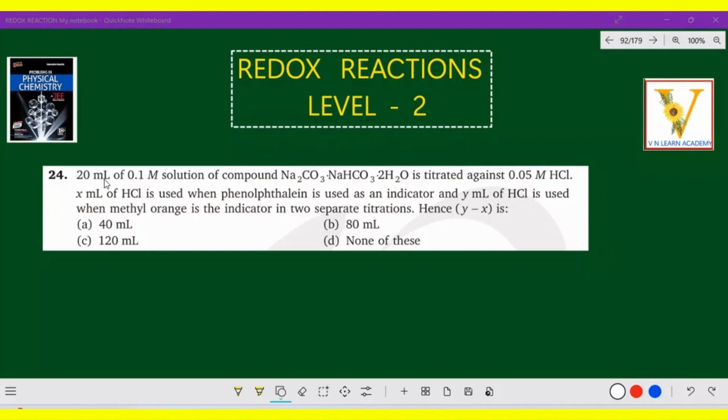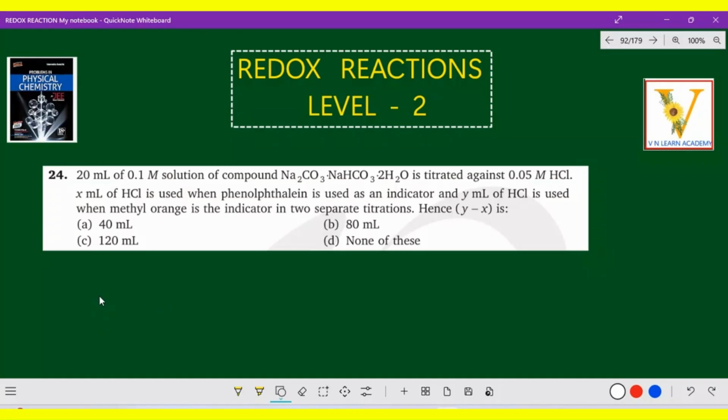Here is the first question. 20 ml of 0.1 M solution of a compound Na2CO3·NaHCO3·2H2O is titrated against 0.05 M HCl. X ml of HCl is used when phenolphthalein is used as an indicator, and Y ml of HCl is used when methyl orange is used as an indicator, in two separate titrations. Hence, Y minus X is. So we have to identify the volume of HCl for both the reactions. That is a separate titration.